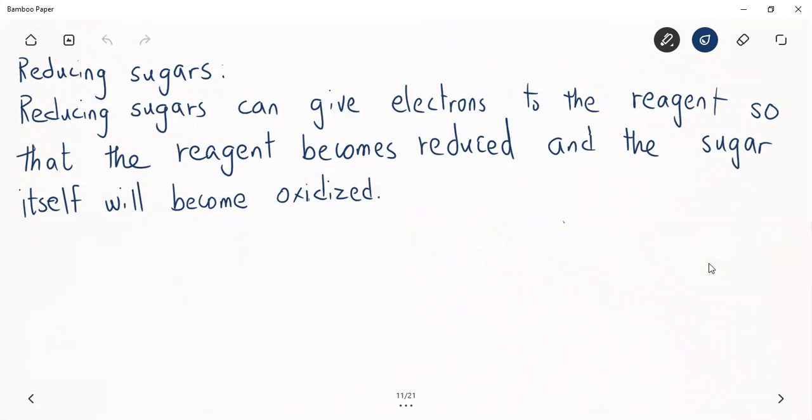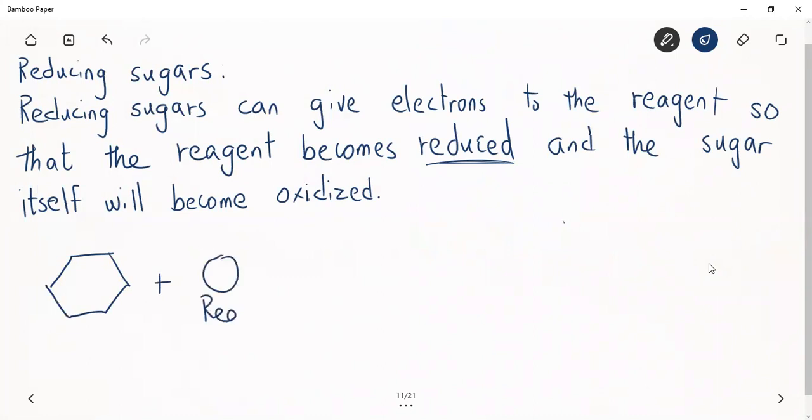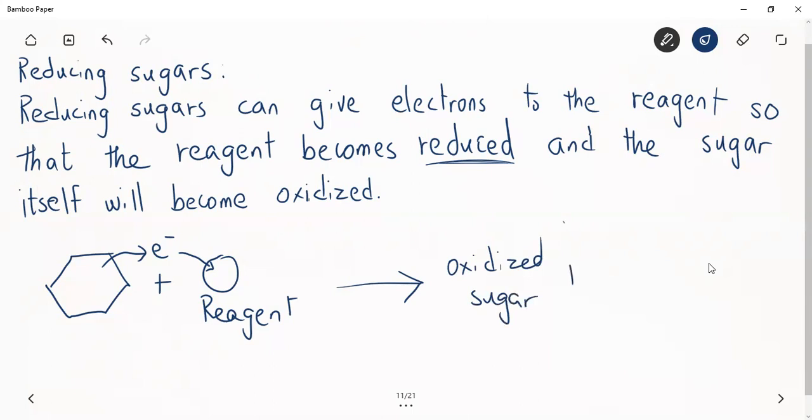Reducing sugars, what are they? Reducing sugars can give electrons to the reagent so that the reagent becomes reduced and the sugar itself will become oxidized. This is the reducing sugar we have, and this is a reagent. The sugar can give electrons to the reagent, so the sugar becomes oxidized, and the reagent becomes reduced.